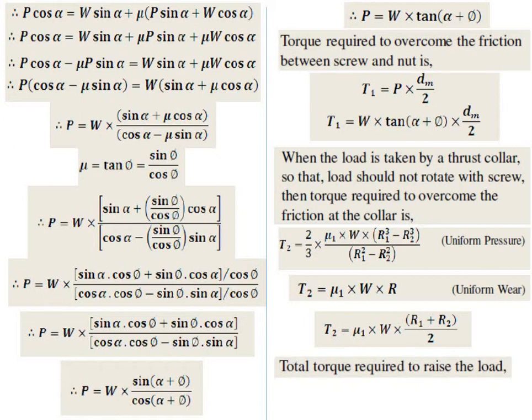And the total torque required to raise the load is T is equal to T1 plus T2. So if you want to find out the overall torque required to raise the load, it is T1 plus T2, when there is a collar available. If a collar is not available, then there is no need to use these equations. You can find out only the torque required to overcome the friction between screw and nut. If the collar is available, then you can use these two formulas, and according to requirement, if they say use the uniform pressure theory, you can use this formula. If they say use the uniform wear theory, you can use this formula.